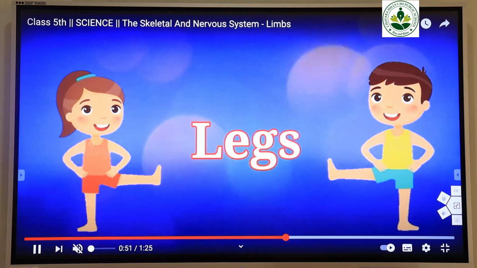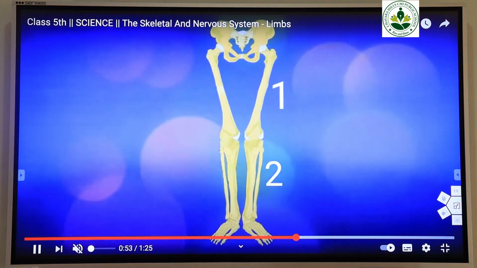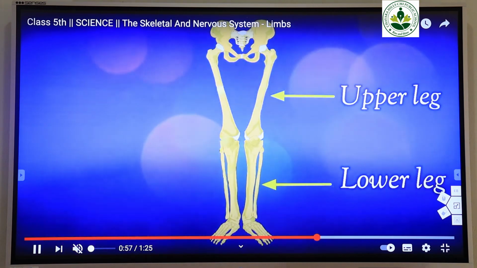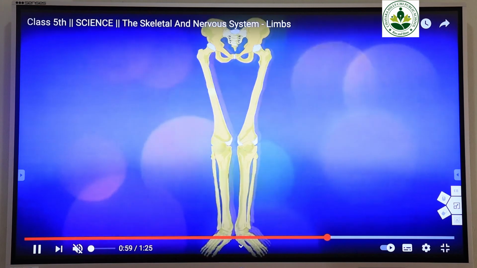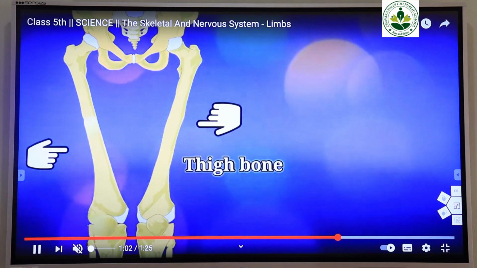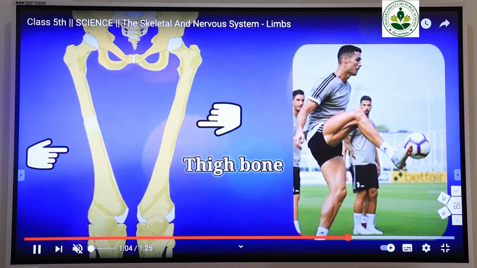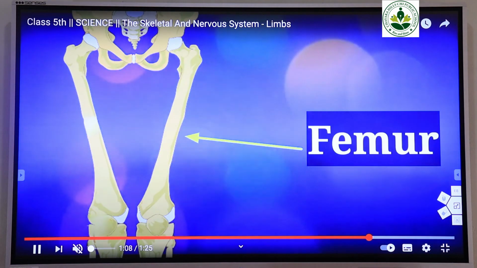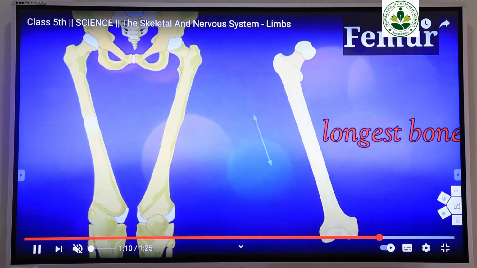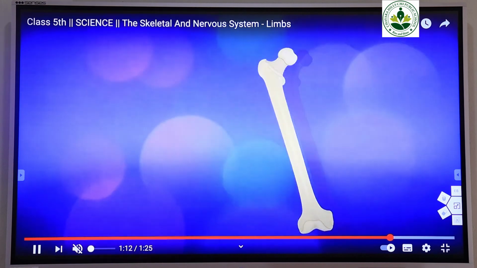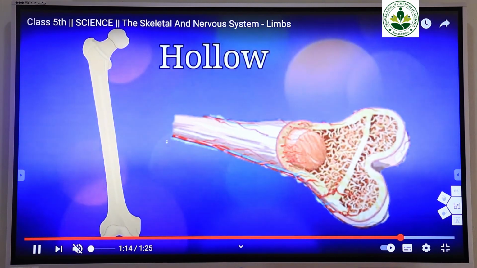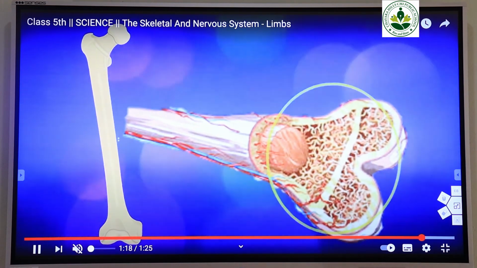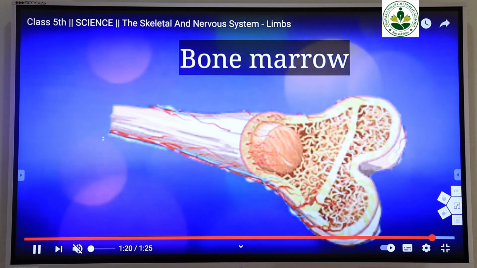Similarly, if you consider our legs, we can see the upper leg and the lower leg. The upper leg consists of the longest bone, and the upper leg and lower leg are connected by the knee. The upper leg bone is known as the thigh bone. It is very strong and it is the longest bone in our body, named femur or thigh bone. If you check a bone, inside you can see a spongy substance known as bone marrow.